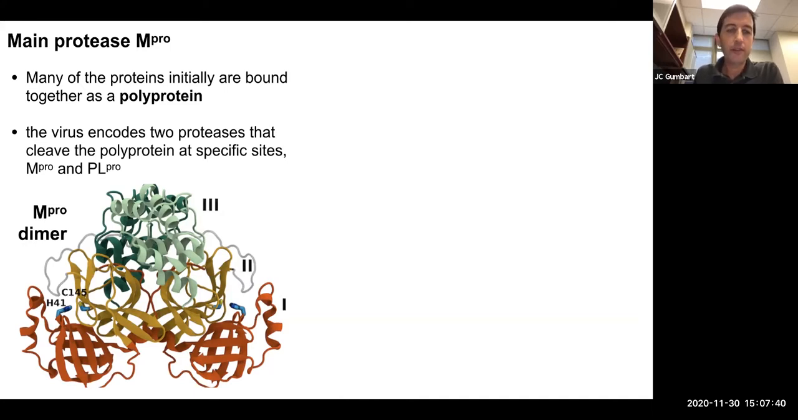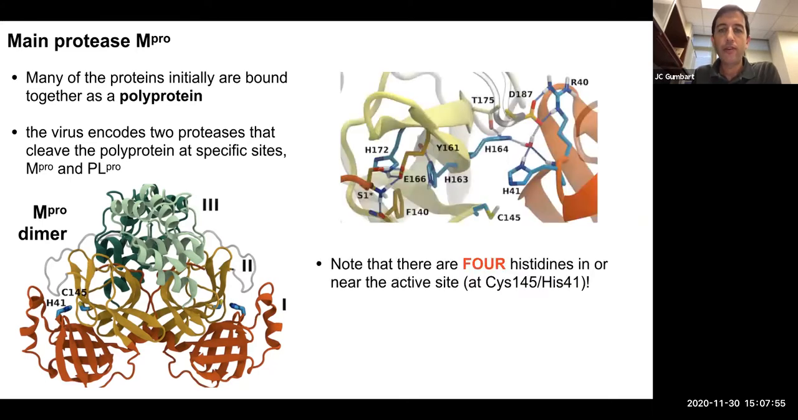So the main protease usually comes as a dimer, looks something like this. And the active site you can see is labeled there with cysteine 145 and histidine 41. So two active sites in the dimer. And if we zoom in on that, again, you see the cysteine 145 and histidine 41, but there are also a number of other histidines around the active site.